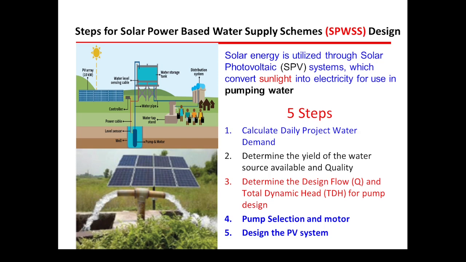And the last step is to design the PV system. The aim or purpose of sizing the PV system is to ensure it produces sufficient water to meet the daily demand throughout the entire year.